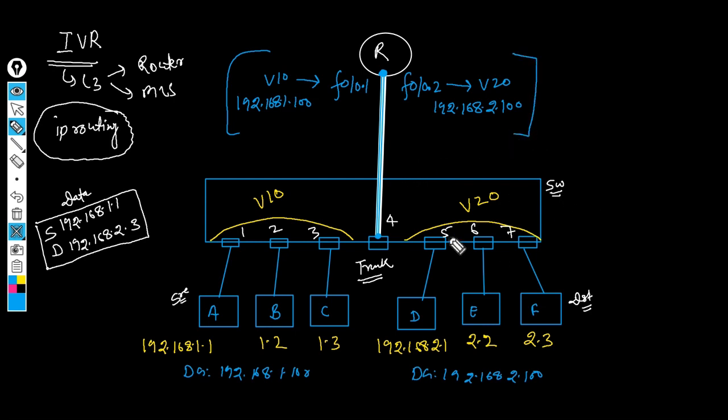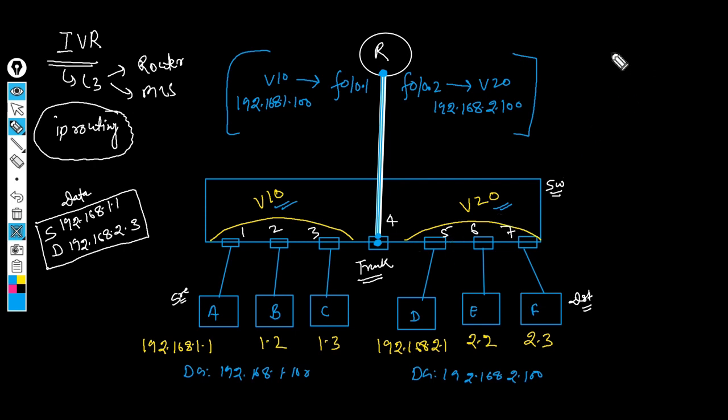In the switch, you go ahead and create your VLANs, which is your layer 2 configuration. Then you configure port number 4 as a trunk port, and after that you are good to go ahead and have the communications.